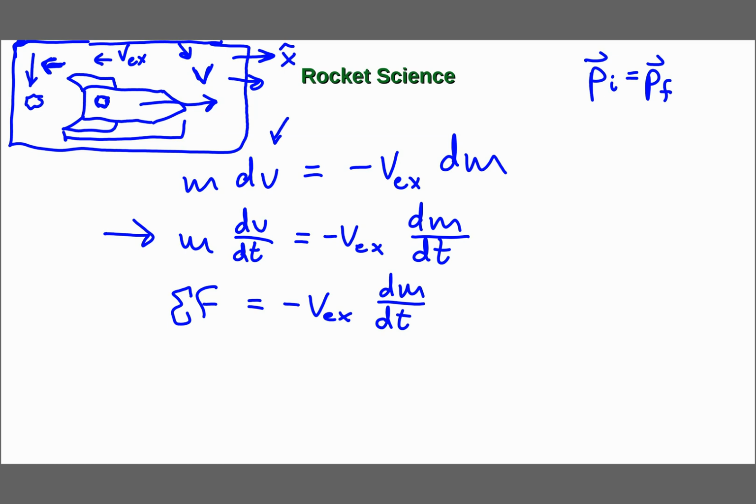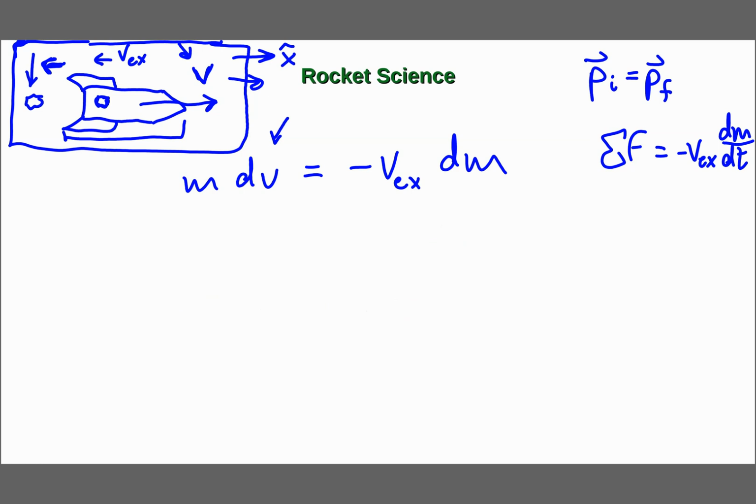So this is the force that the engine of the rocket is pushing on the rocket with. Or to be slightly more accurate, this is the force that the exhaust pushes on the rocket with. So let's write that up here. And remember, these are all vectors. I'm just dealing with a one-dimensional problem, so I'm not putting the little harpoon on top of the variables.